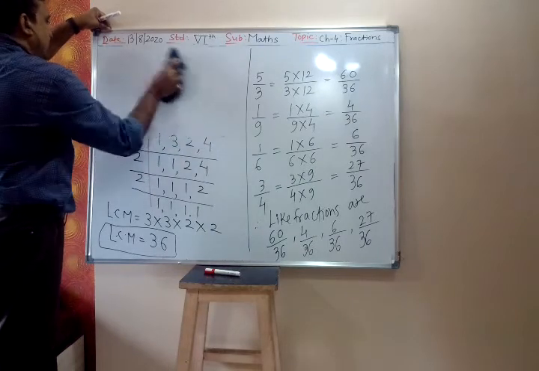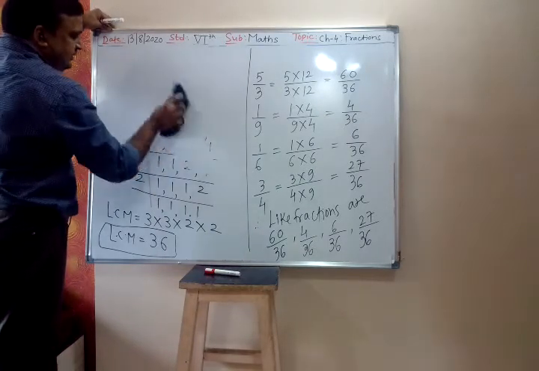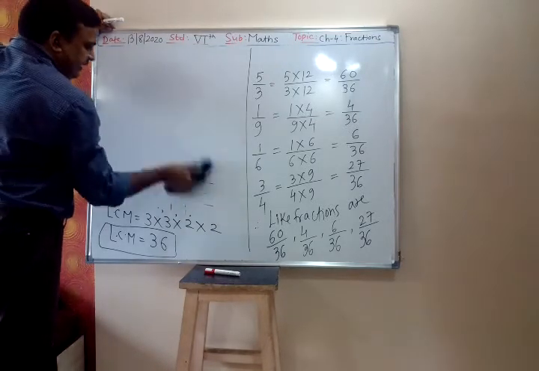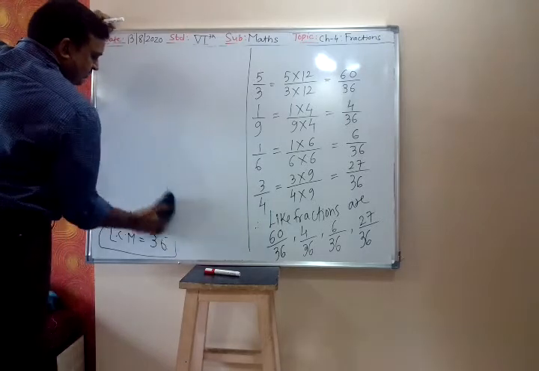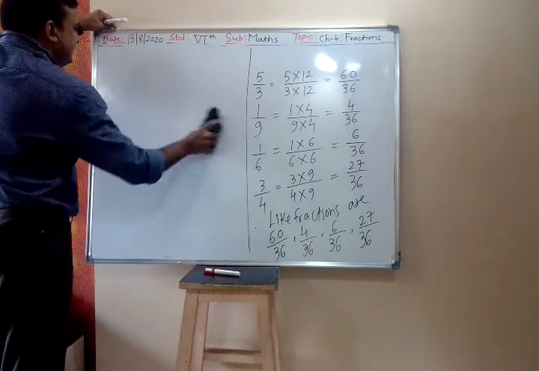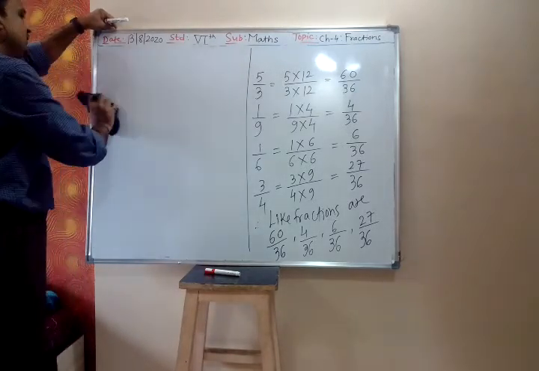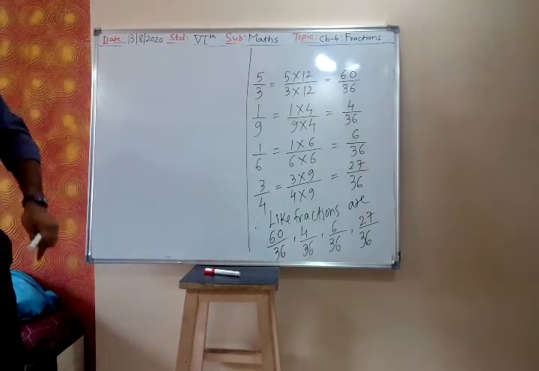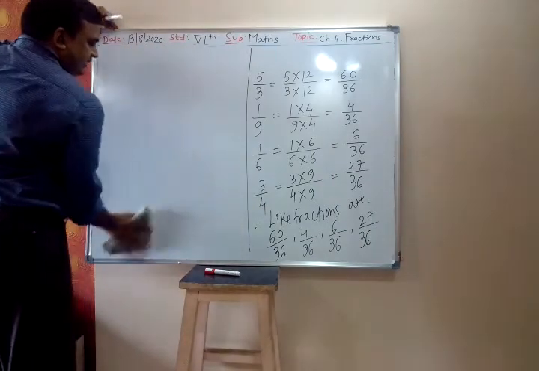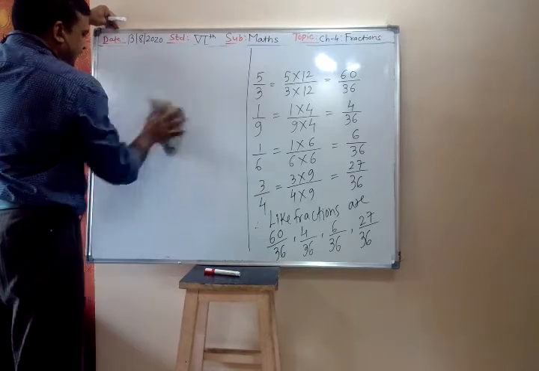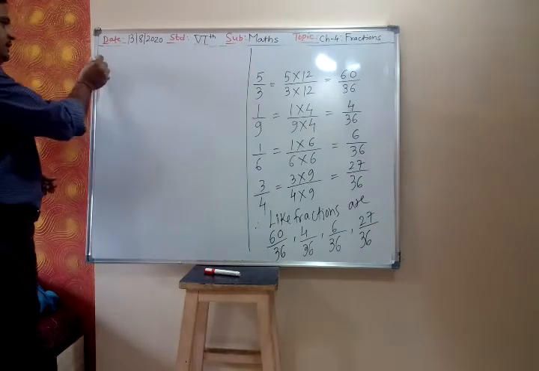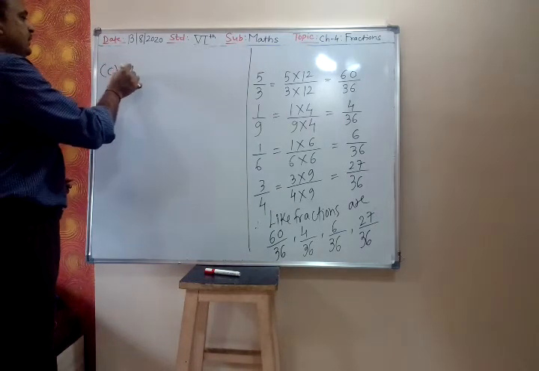Yes. So to convert the given fractions into like fractions, we take the LCM of the denominators, and we find the LCM by using the common division method. And once you have found the LCM, we make the denominators equal. And whenever the denominators of the fractions are equal, they are like fractions.